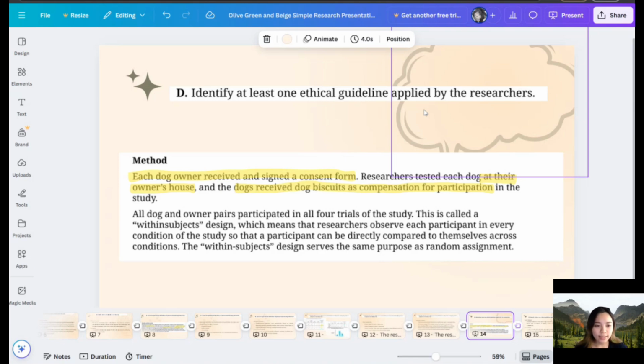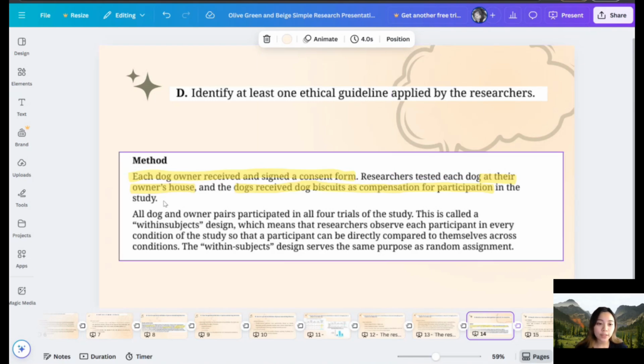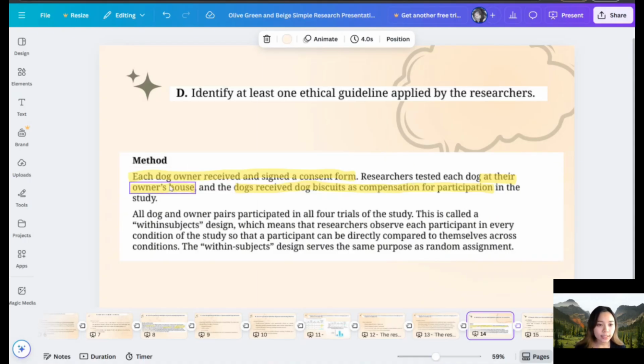Because ethical guidelines usually stay in the first sentence of the method or the start of the second paragraph. So for the dog study, they mentioned that each dog owner received and signed, and this is really important, a consent form. So what does signing a consent form mean? It means that the participants agree with what the researchers will do to them. Okay?